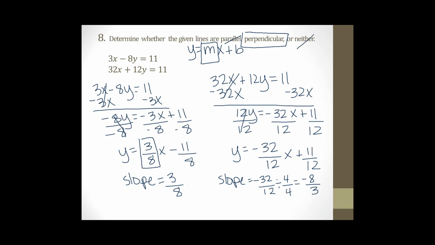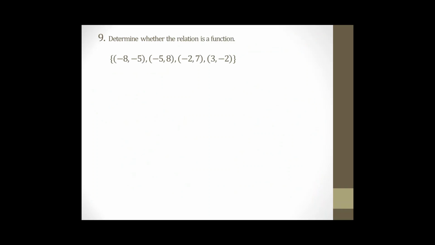So just so we can understand what it would be if it was neither, give us an example of when you would have two equations or two slopes that are neither parallel nor perpendicular. What could those two slopes be? All right, let's look at the next one while we're thinking about that.